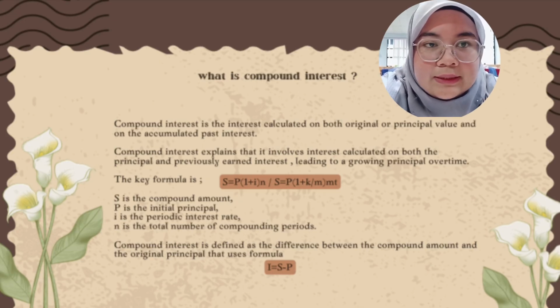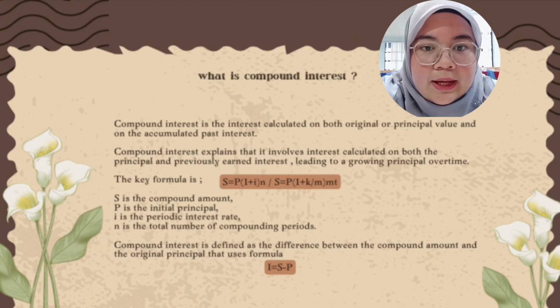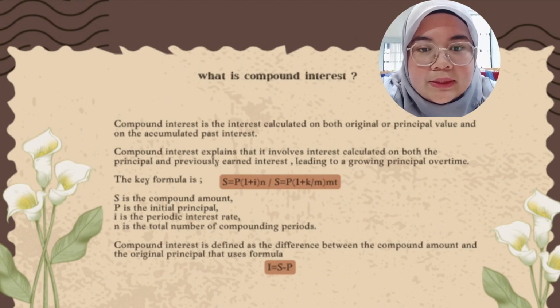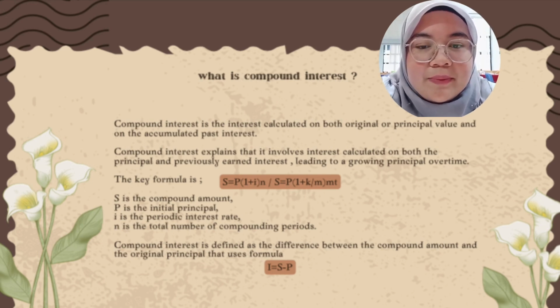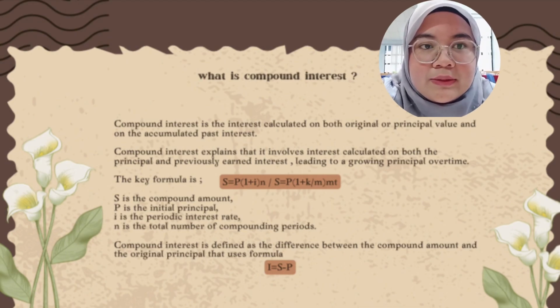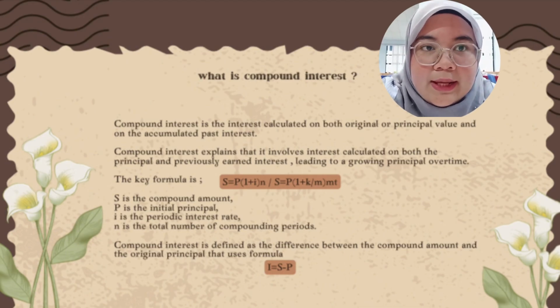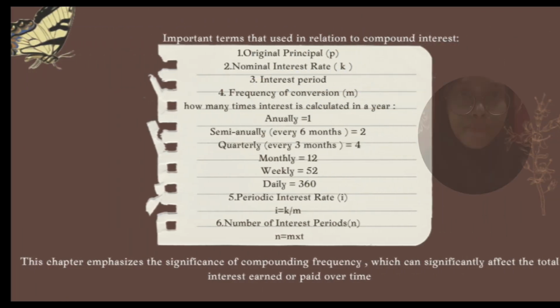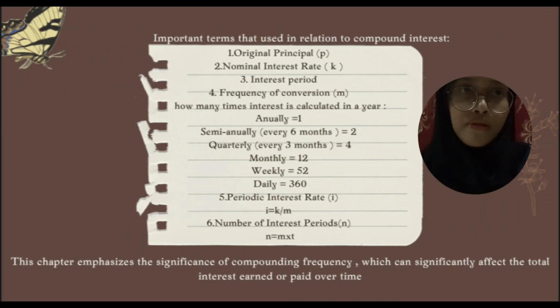So S is the compound amount, P is the initial principal, i is the periodic interest rate, and n is the total number of compounding periods. Compound interest is defined as the difference between the compound amount and the original principal, that uses the formula I equals S minus P.